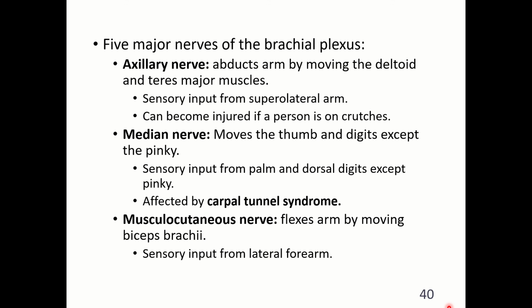The musculocutaneous nerve will flex the arm by innervating the biceps brachii, which is the major upper arm muscle that flexes the arm, bringing the forearm towards the upper arm. The musculocutaneous nerve also provides sensory input from the lateral forearm. So if you're standing in anatomic position, it'll be the part of your forearm that is thumb side.